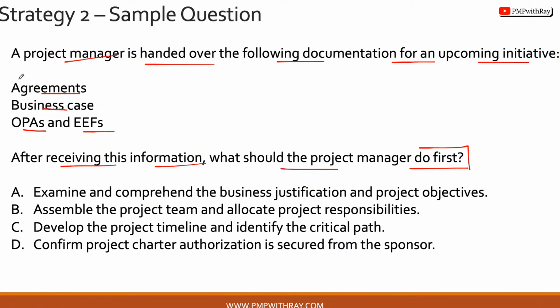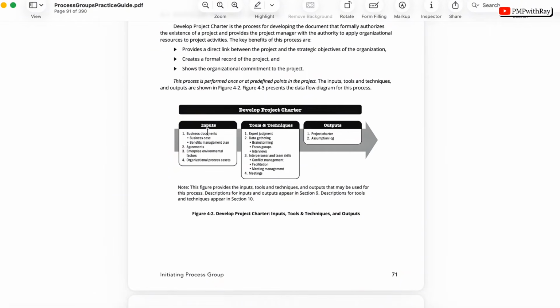Now, look, this is where the ITTO, or the inputs, tools and techniques and outputs of your process group practice guide, becomes important. Because if you go to the initiate project charter process of the process group practice guide, and if you look at the ITTO chart of that actual task, you will be able to see that the inputs have business documents, it has agreements, it has enterprise environmental factors, and it has organizational process assets.